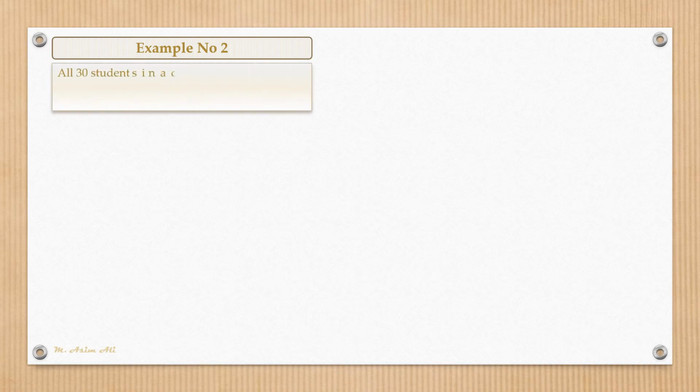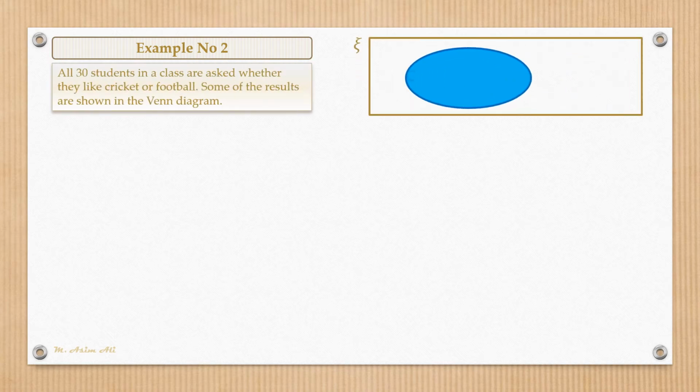Example number 2. There are 30 students in a class and they're asked whether their favorite sport is cricket or football. Okay, so there are some of the results. The word "some" is there. That means not all the counts have been written there. Not all the data has been entered in the Venn diagram. It's not a complete Venn diagram.